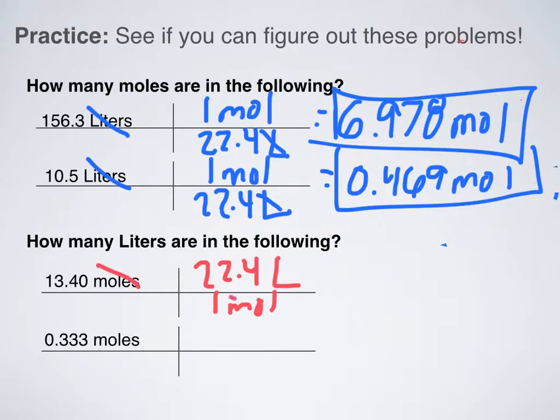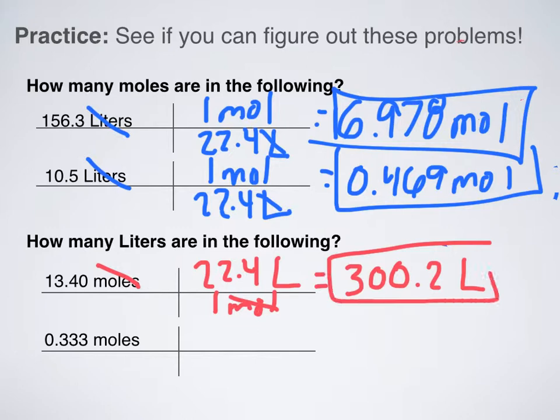And so I cross out moles, I end up with liters. So what does that end up being? Well, it's going to be a pretty big number, about 300.2 liters in 13.4 moles. Alright, and so that would be my answer. I'm going to put a box around it.